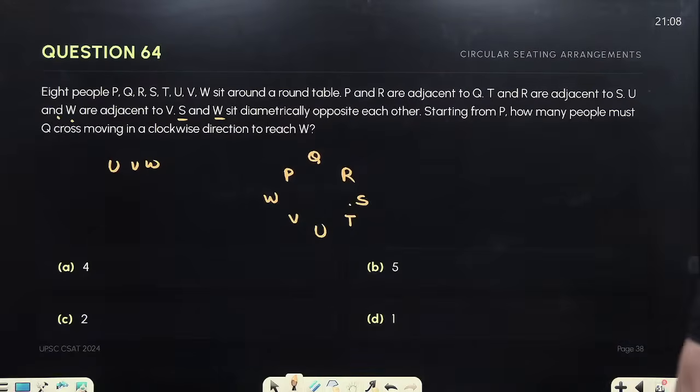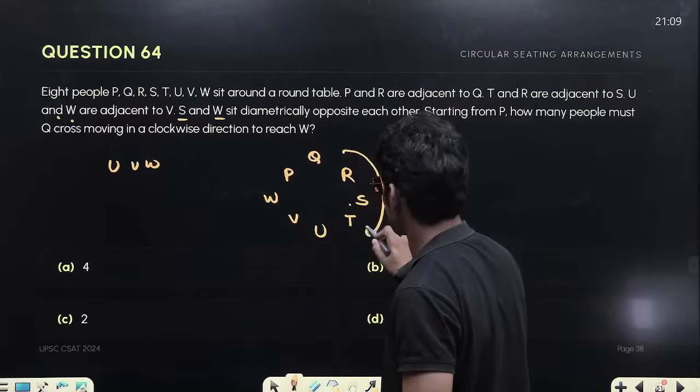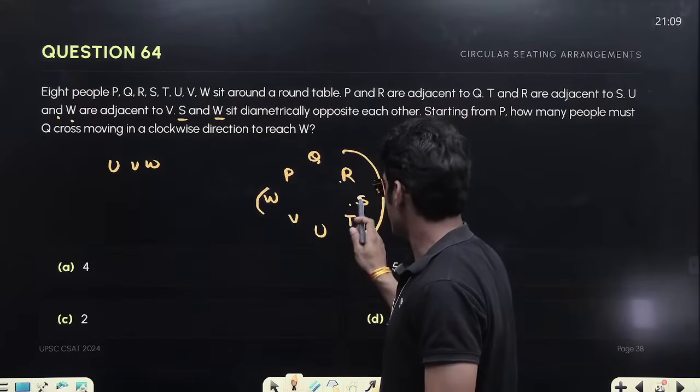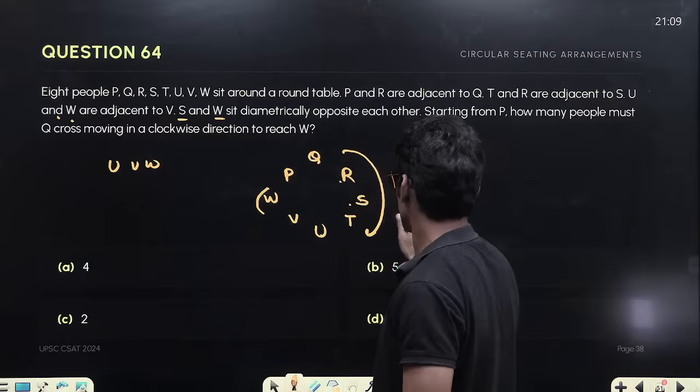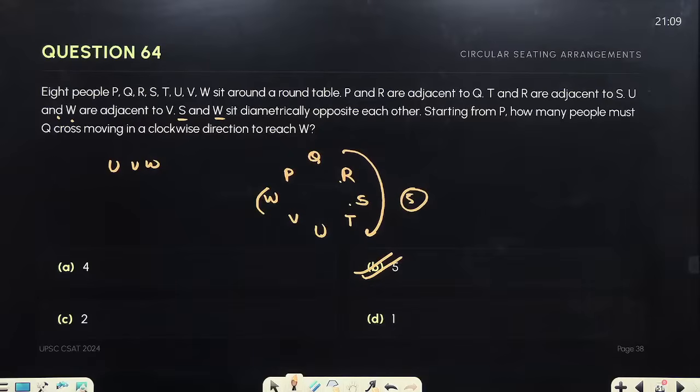I just have to see the statement again. If while going in the clockwise direction from the table P, one meets R before T, then how many persons shall Q cross while moving in the clockwise direction before meeting W? So see, it is moving like this. How many persons would it meet before W? So 1, 2, 3, 4, 5. 5 is the correct answer.